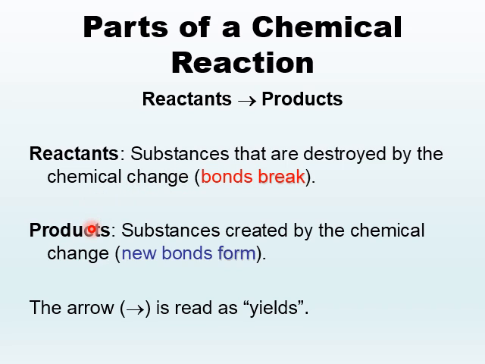Another side, that is on the right hand side, is called the product. Product means to produce. Products are substances created by the chemical change. It is a bond making site. Products are substances formed as a result of a chemical reaction. They are produced in the reaction.